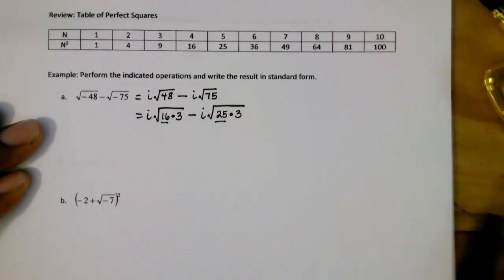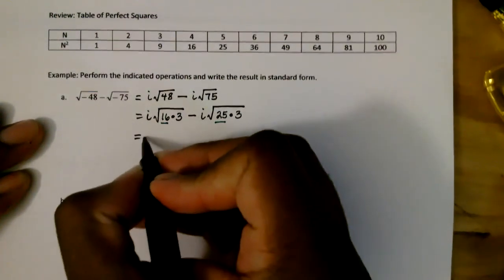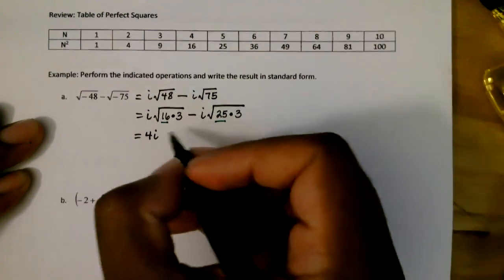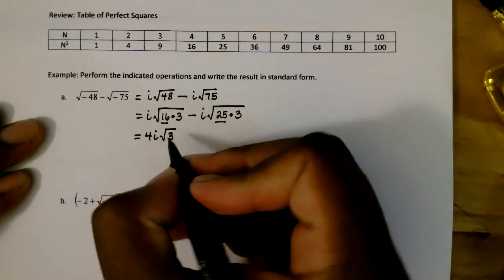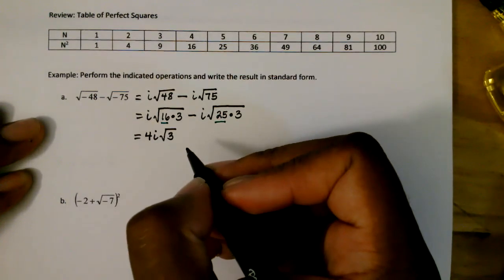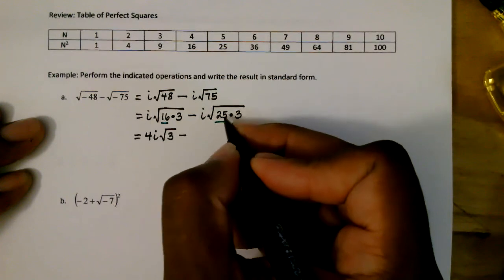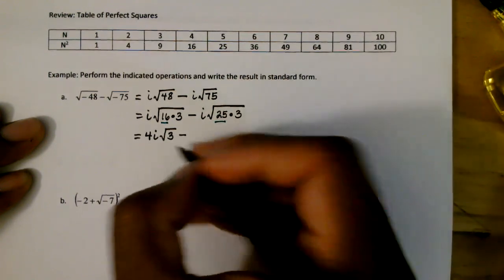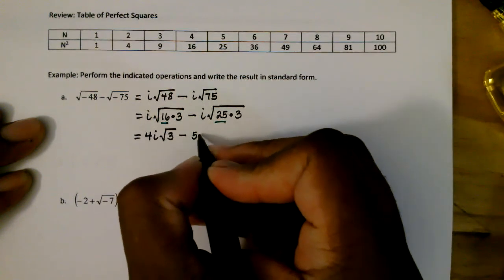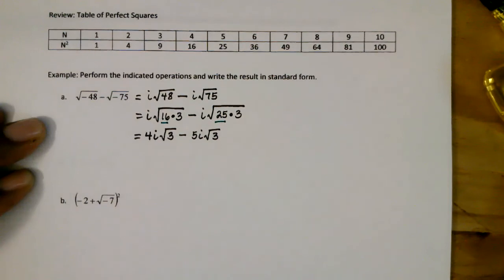The square root of 16 is 4. So the 4 will go on the outside of the radical. So I have 4i. That square root of 3, that 3 has to stay underneath it, because 3, of course, is not a perfect square. And then minus, take the square root of 25. Well, that's going to be 5. So the 5 goes out in front of the i times the square root of 3.